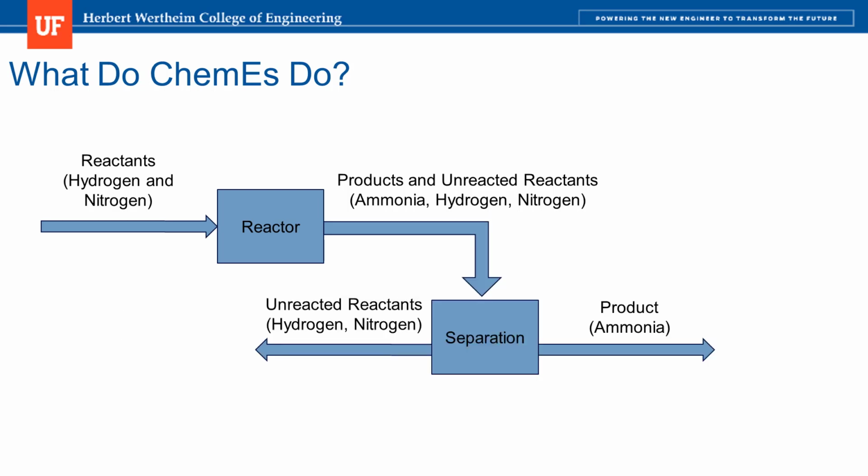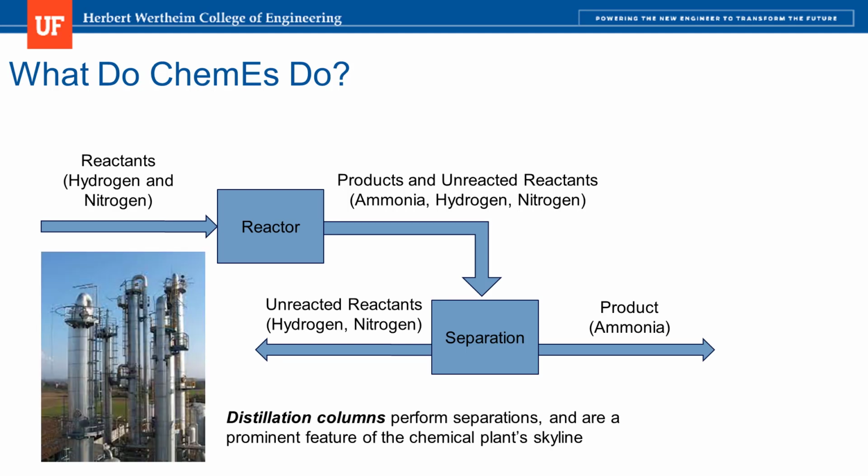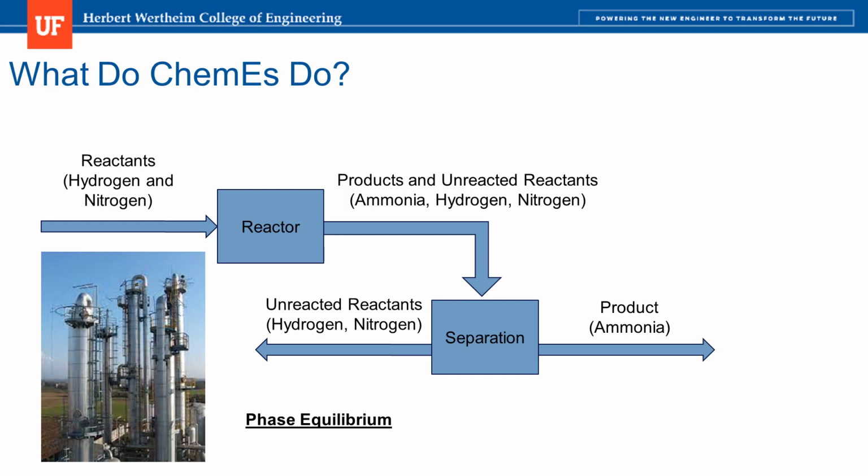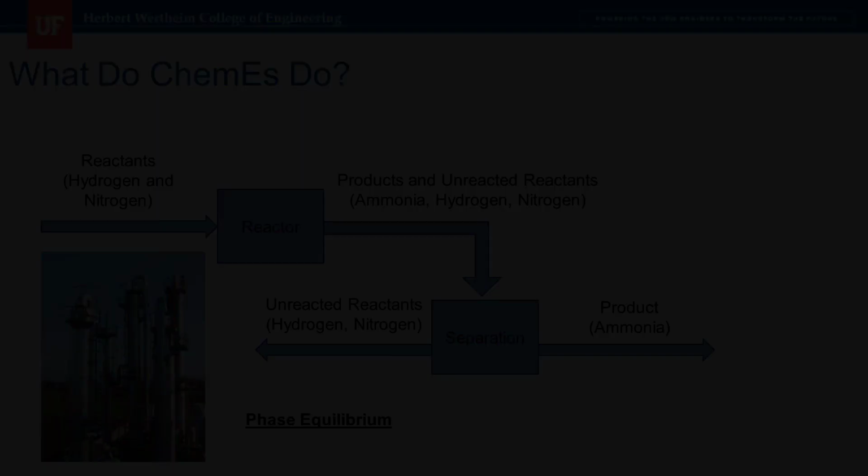To solve this problem, chemical engineers need to know how to perform separations of chemical mixtures. A commonly used technique is distillation, which occurs inside a distillation column, which you'll certainly notice if you've ever driven past a chemical plant. A distillation column exploits the phenomenon of phase equilibrium, which is another area in which chemical engineers have expertise. The result is a purified product stream containing only ammonia. The other stream is the unreacted reactants.